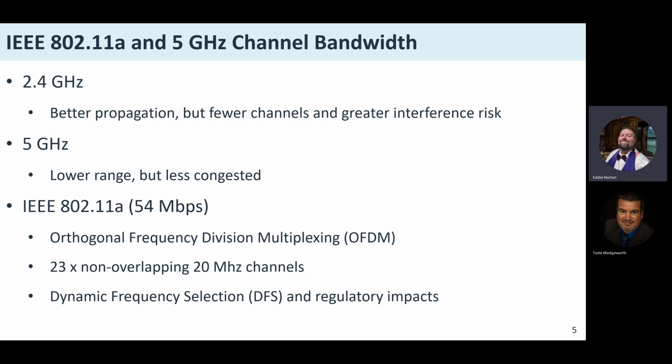So the 802.11a standard would go up to 54 megabits. You had 23 non-overlapping 20 megahertz channels, and it used something called orthogonal frequency division multiplexing, or OFDM. And that is the way the frequencies are built out, and I'll show y'all those in a minute.